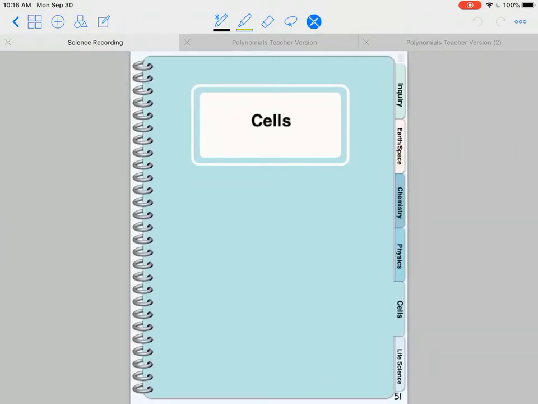Good morning and welcome back to the next chapter in our science course. We have talked about earth and space science, chemistry and physics, and now we are up to life science. The last two modules are both life science. I split the cells module away from life science in general because there is so much just to talk about with cells. So I made it its own section of the notebook, but it is still part of life science.